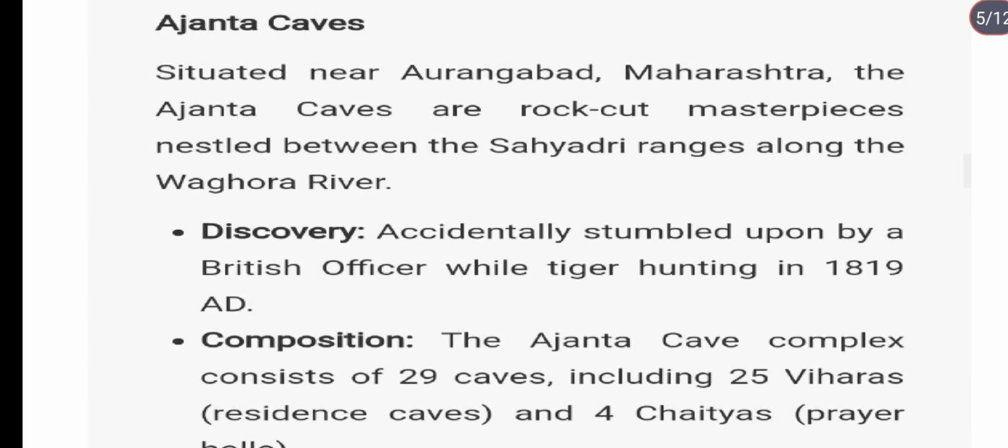The first is Ajanta Cave. It is situated near Aurangabad, Maharashtra. Ajanta caves are rock-cut masterpieces in the Sahyadri ranges along the Waghora River. Discovery: they were stumbled upon by British officers while tiger hunting in 1819 AD. Composition: the Ajanta Caves complex consists of 29 caves, including 25 viharas and 4 chaityas.